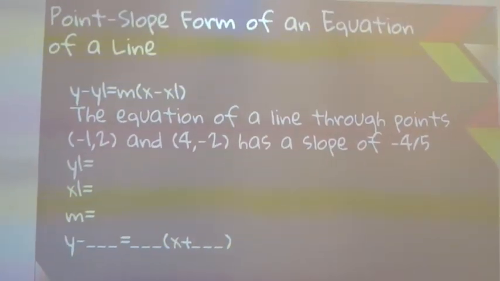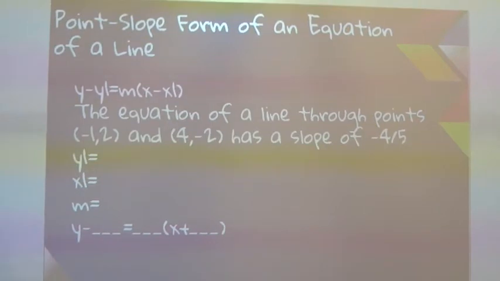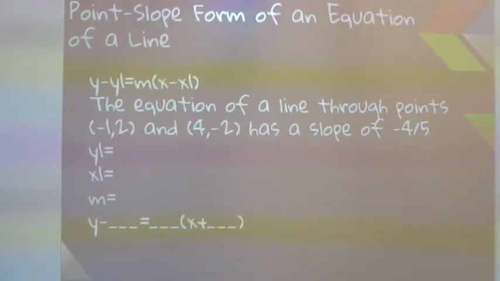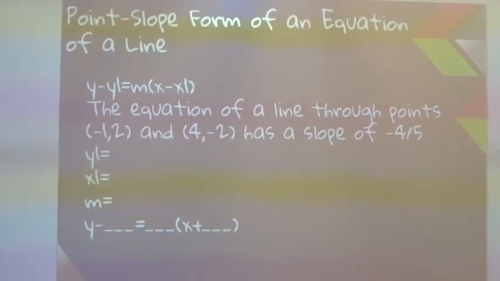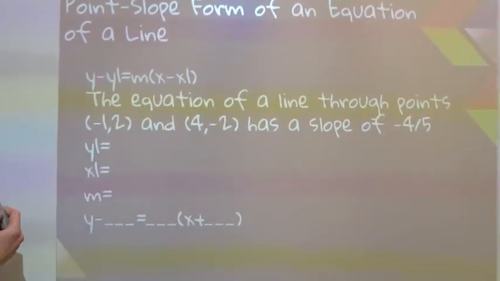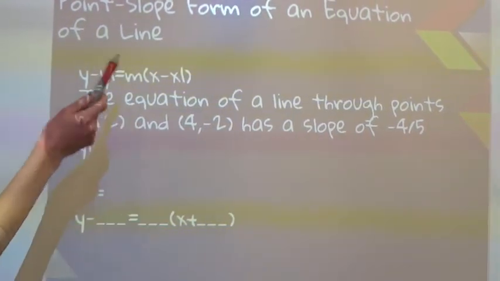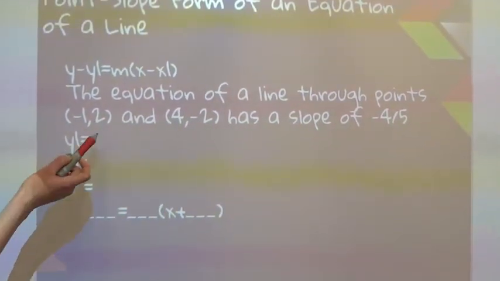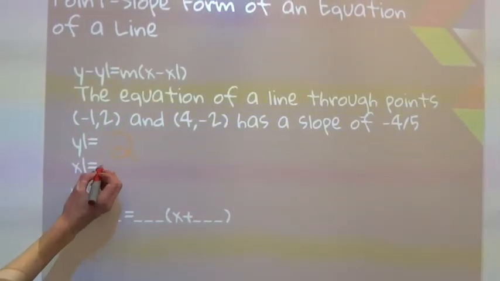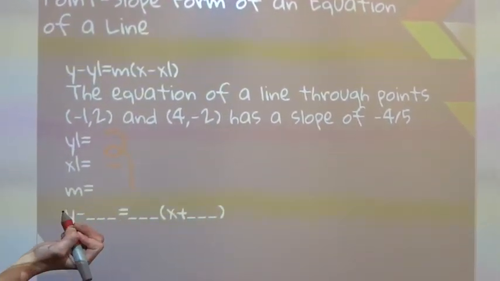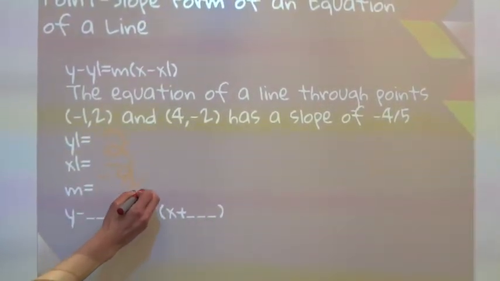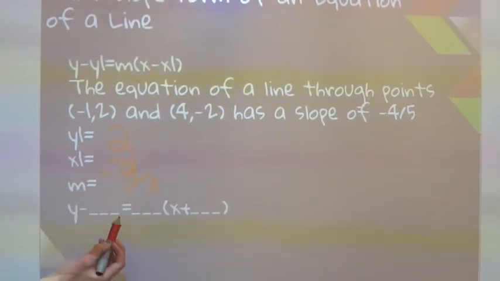Okay, the next thing we're going to do is find the point-slope form of an equation of a line. This is the equation y minus y1 equals m times (x minus x1). We know our points, so the first thing we can do is pick either point and give it a spot in the equation. I'll pick 2 for our y1. Because I picked 2, I have to use negative 1 as our x1, and we already know the slope is negative 4/5. So all you have to do is simply plug those into the equation.